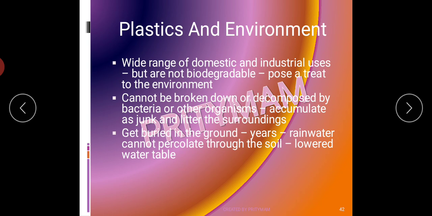Plastics cannot be broken down or decomposed by bacteria or any other organism. And such substances, students, are called non-biodegradable substances. They accumulate as junk and they litter the surroundings. They get buried in the ground over the years, and as a result, rainwater cannot percolate through the soil. Rainwater cannot pass through the soil. And this leads to a lowered water table.